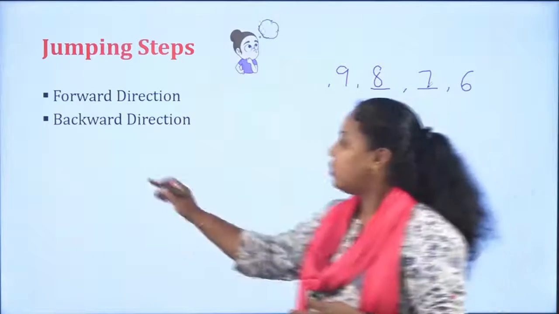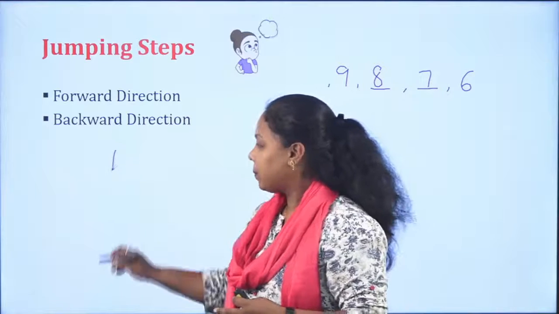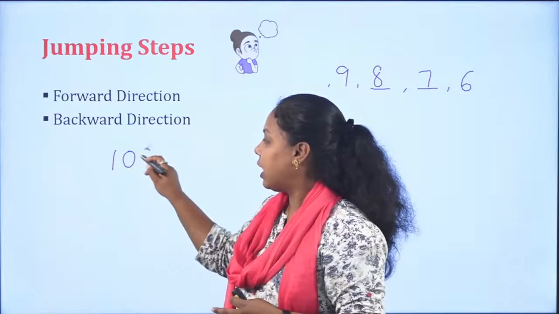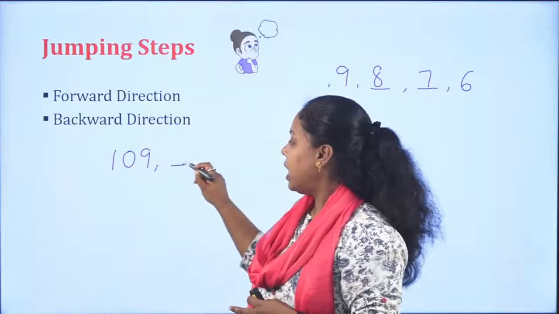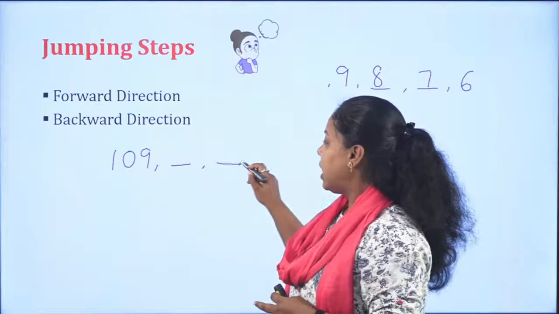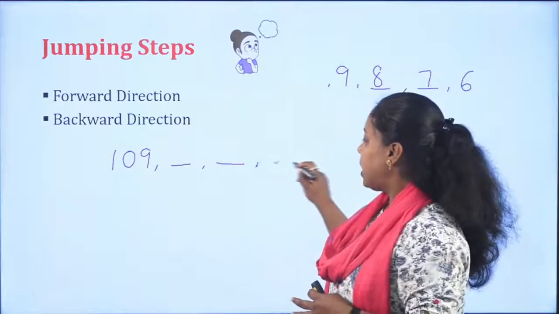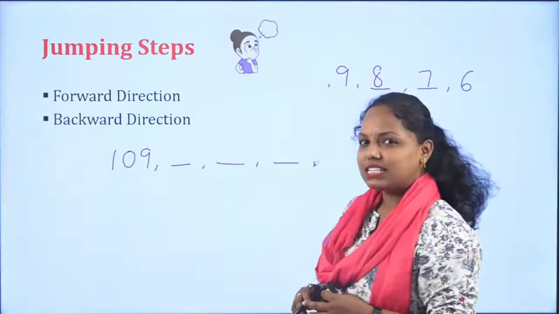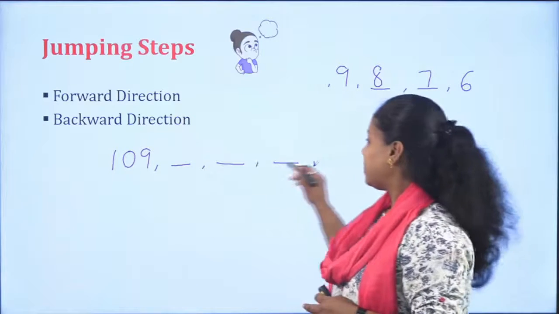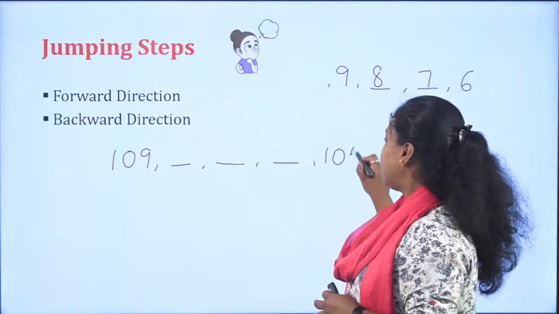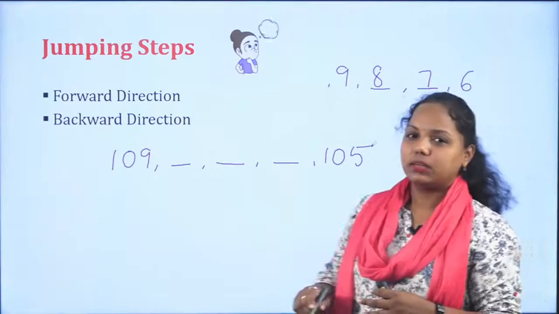Now, the same way, let's move to the 3-digit number since we have learned the hundreds place value. How about 3-digit number? 109, dash, dash, dash, can you guess it? Yes, you can guess it. 105. What is the number?